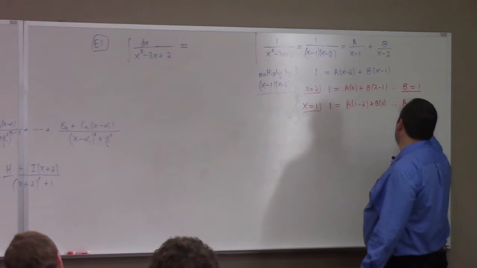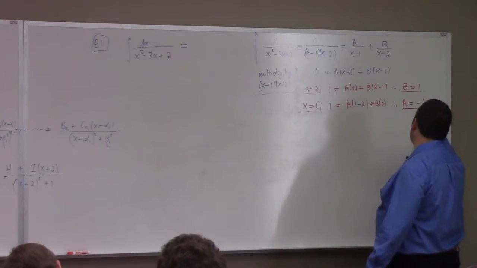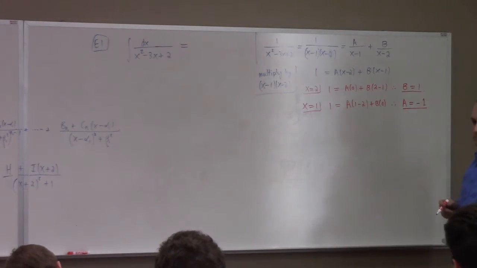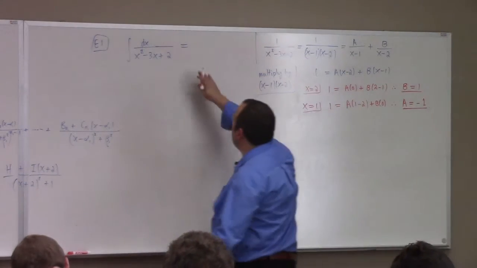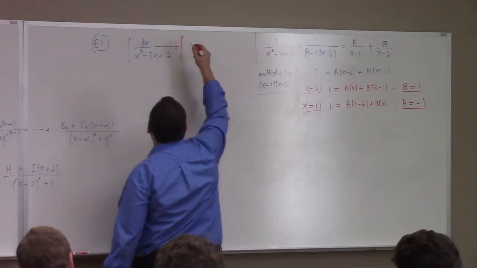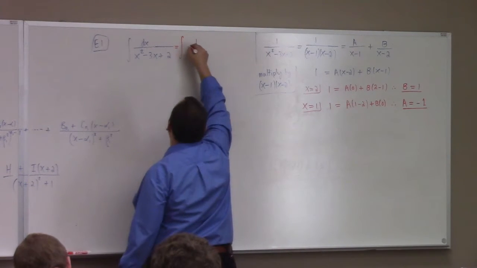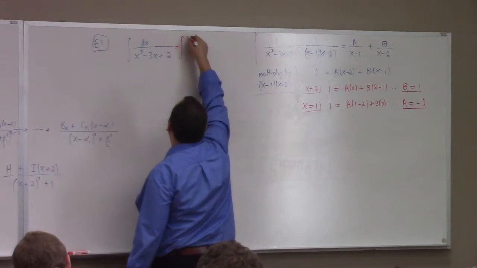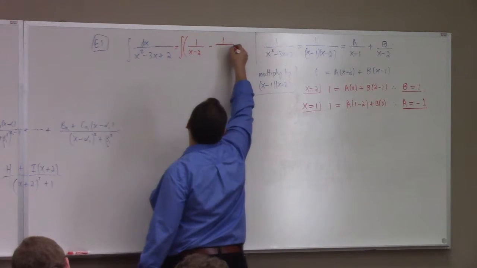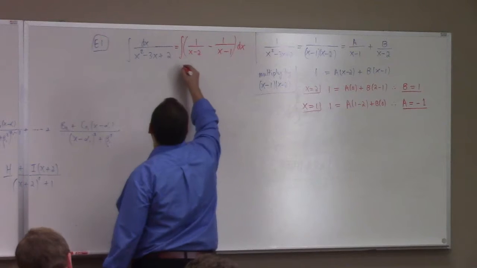A is equal to, looks like minus 1, right? Because minus a is equal to 1. This is great. This means that we can trade this unpleasant dx over a quadratic for the rather agreeable 1 over x minus 2 minus 1 over x minus 1. Yay.